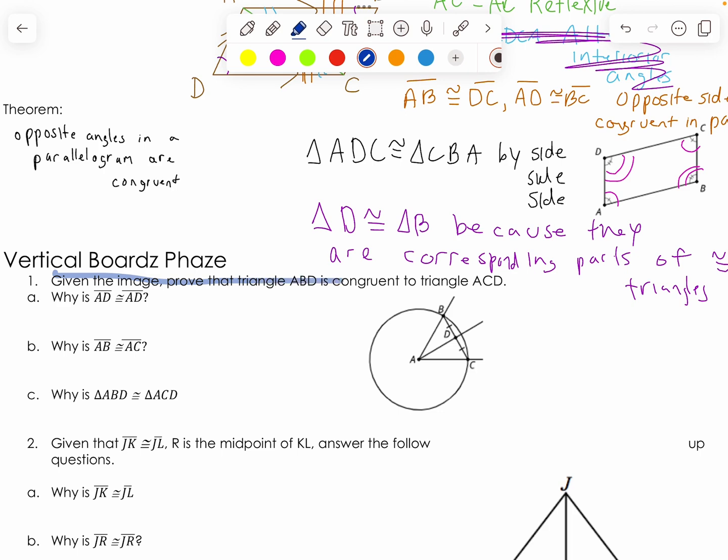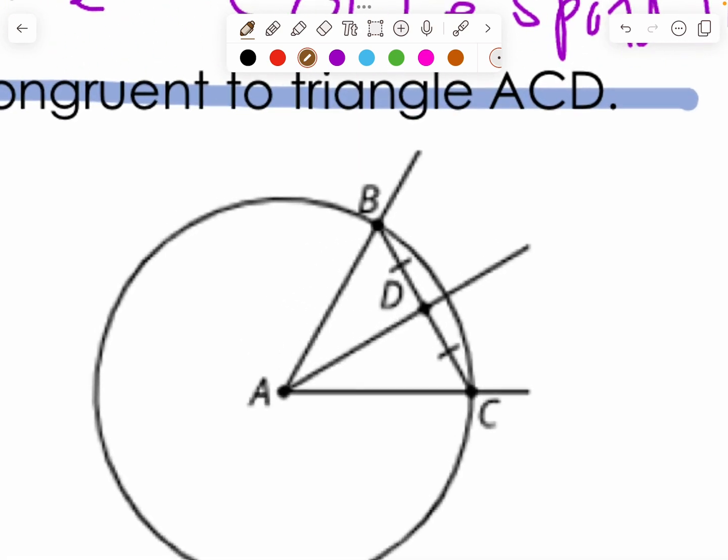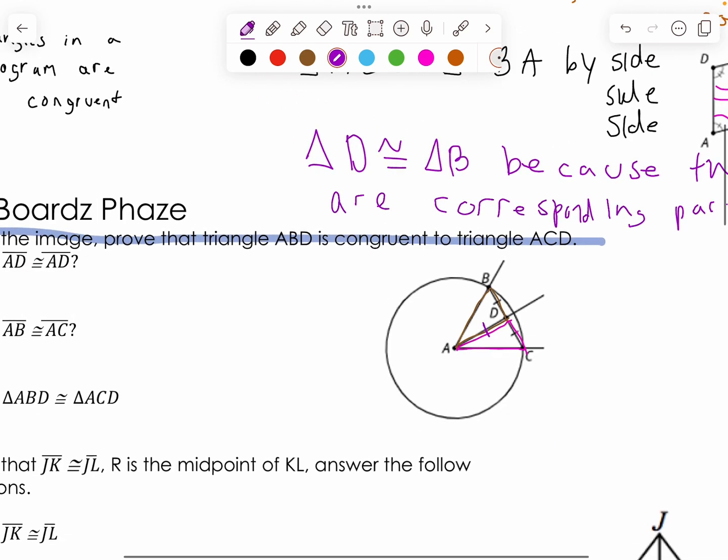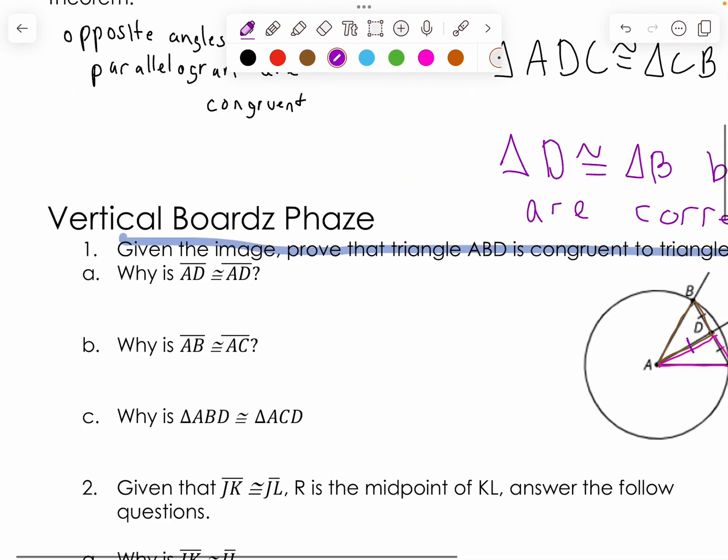Given the image, we're going to prove that triangle ABD is congruent to triangle ACD. I want to prove that this triangle is the same as this triangle. We have a lot of markings in this picture. Why is AD congruent to AD? Reflexive.